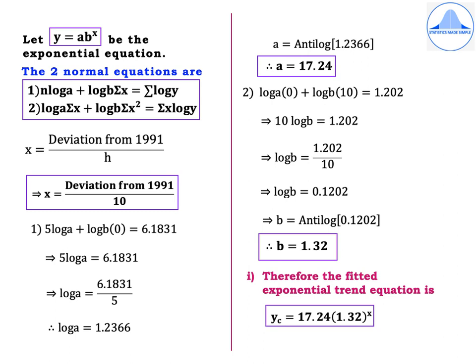Now, substituting the totals in the second normal equation, we get log A into 0 plus log B into 10 is equal to 1.202, which implies 10 log B is equal to 1.202, or log B is equal to 1.202 divided by 10, which implies log B is equal to 0.1202, or B is equal to antilog of 0.1202. Therefore, B is equal to 1.32. Now, the first subdivision. Therefore, the fitted exponential trend equation is yc equal to 17.24 into 1.32 to the power x.